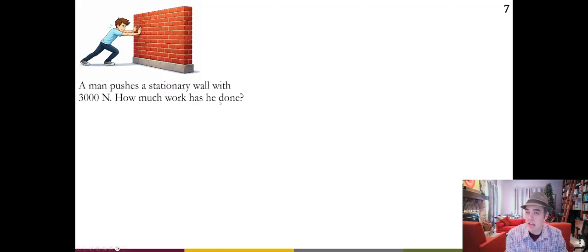What about pushing a stationary wall? Let's say he pushes with 3,000 newtons. This is a lot more force than what he was doing before. How much work has he done on the wall? Well, if your answer is 0, you're correct.